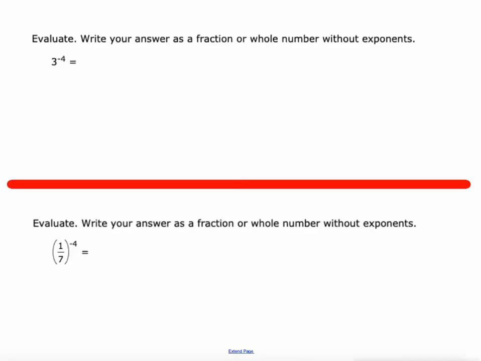So in review, if you've got an integer like 3 raised to a negative power, you take the reciprocal of it and you raise that 3 to the 4th power. So this would be 1 over 81 because 3 to the 4th power is 81. And if you have a fraction raised to a negative power, again, you take the reciprocal of that fraction and then you raise it to the 4th power. 7 to the power of 4 is 2,401. Yes, I used a calculator for that.